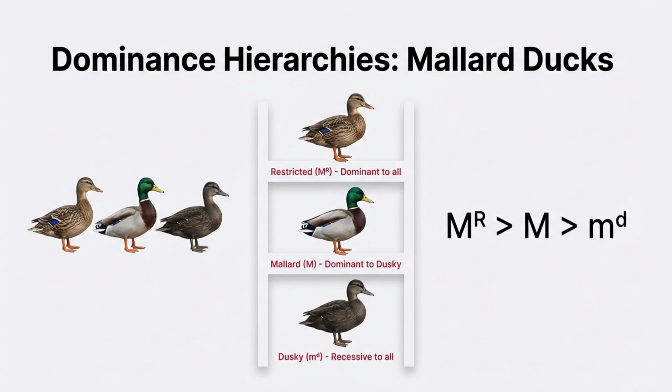So when multiple alleles exist, they often form a dominance hierarchy. For example, in the case of Mallard ducks, we see a clear series of alleles. Restricted is dominant to all others. Mallard is dominant to dusky, and dusky is recessive to all. So we write the hierarchy as MR is greater than M and M is greater than MD.